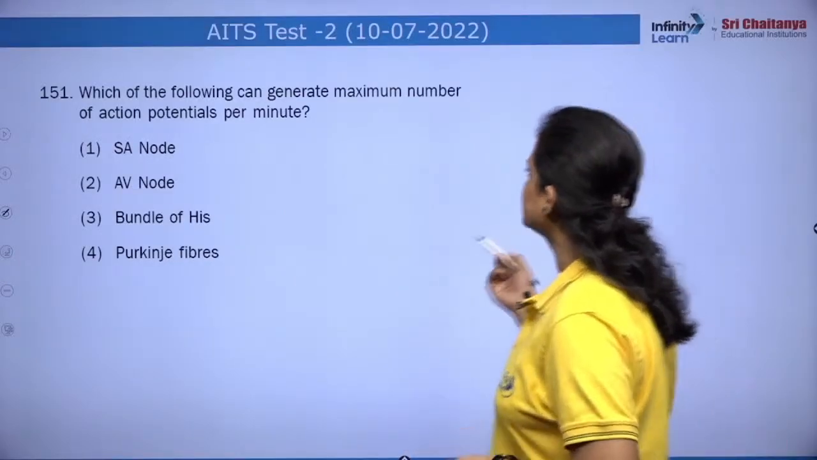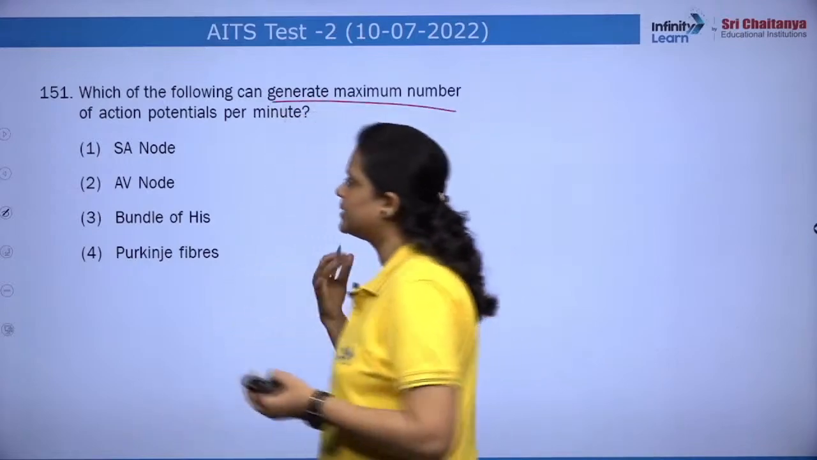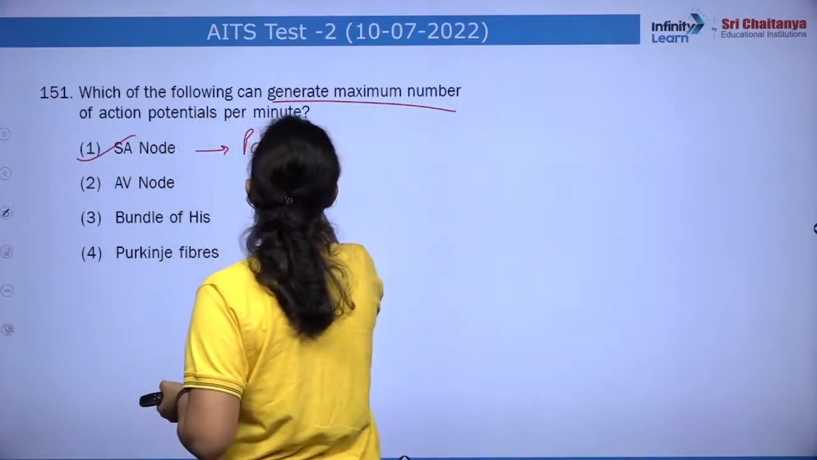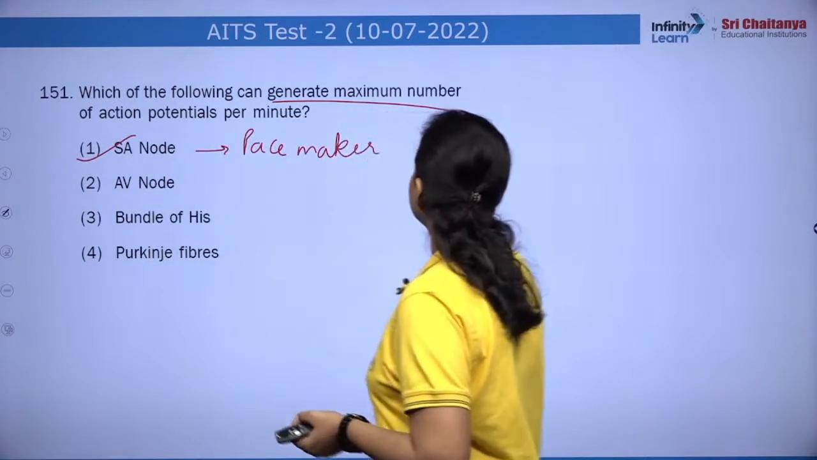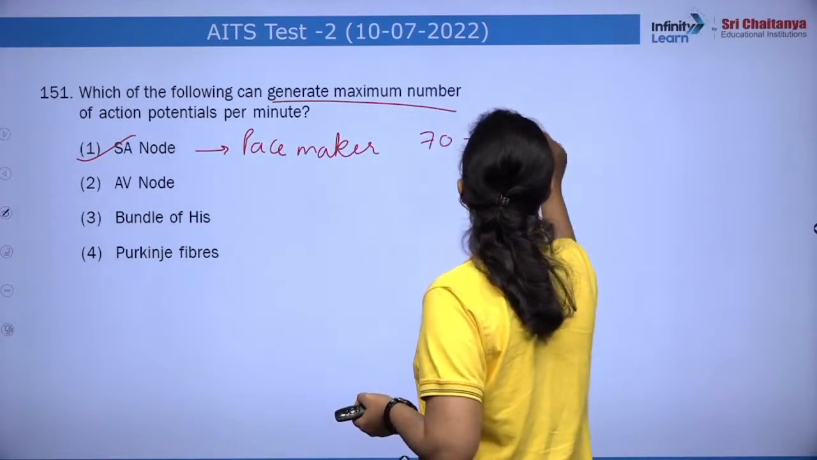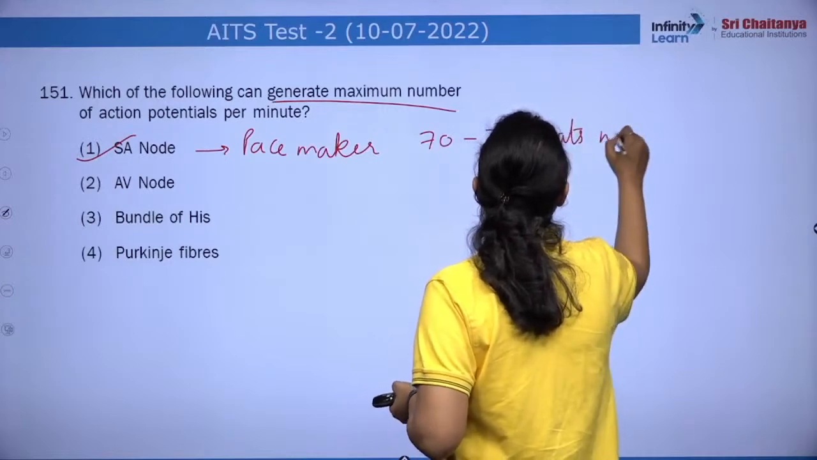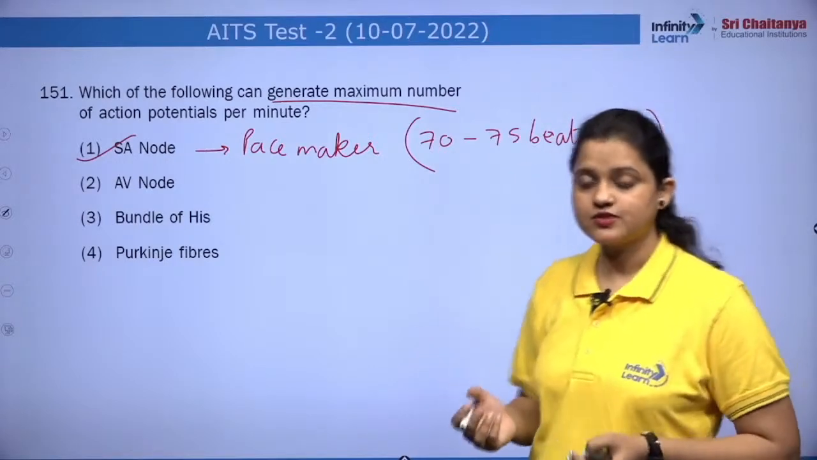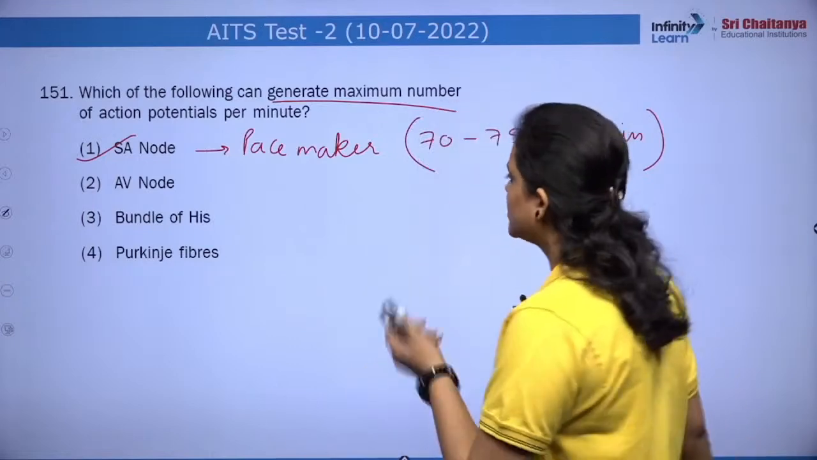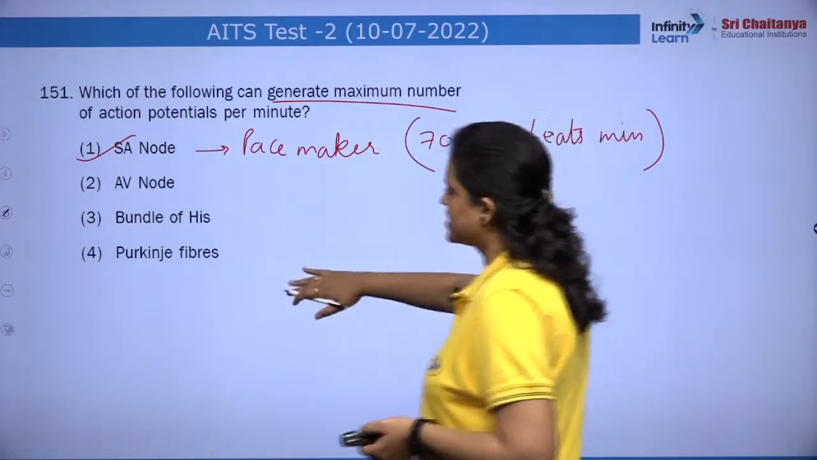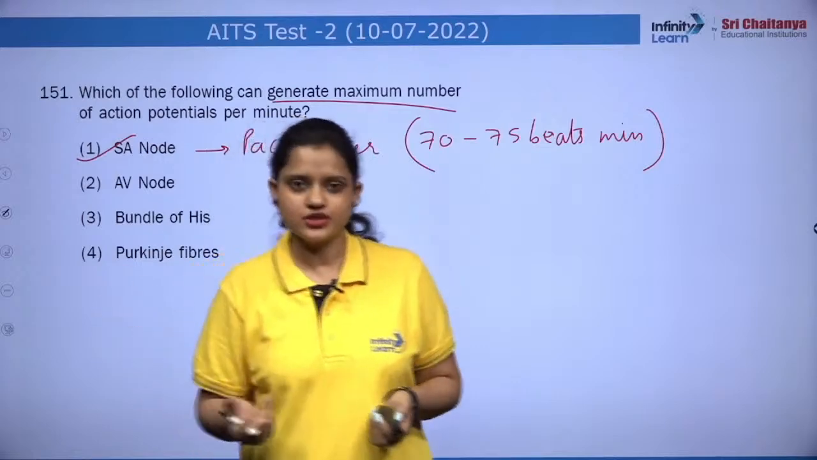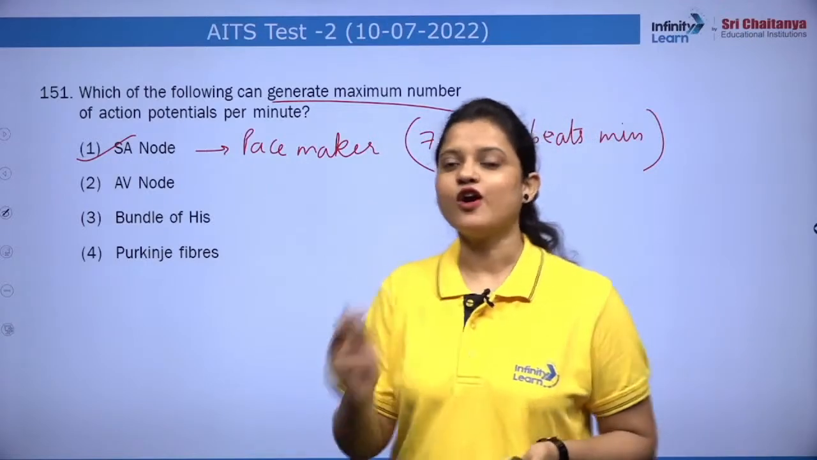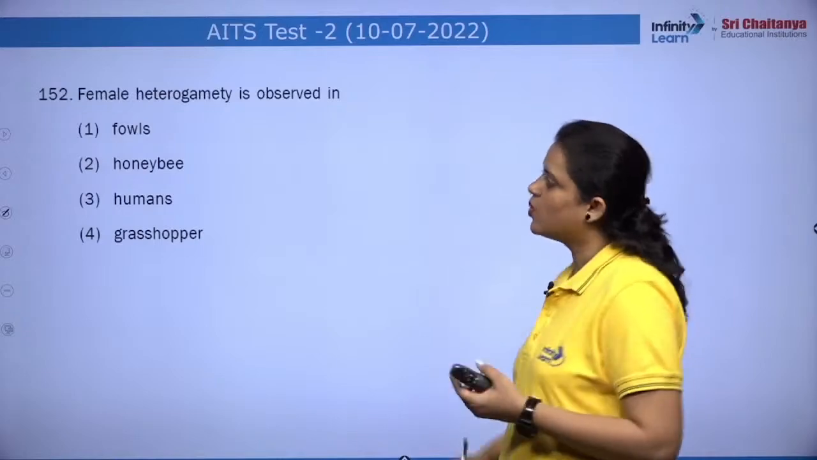Which of the following can generate the maximum number of action potentials per minute? We know that the SA node is also known as the pacemaker of the heart. This pacemaker can generate around 70 to 75 beats per minute, right? Our heart is myogenic, that means the muscle tissue itself can generate the impulses for the contraction of the heart, right? So the AV node, bundle of His and Purkinje fibers can all generate action potentials, but not like the SA node, right? The AV node is also known as the pacesetter of the heart. So the correct option here will be option 1.